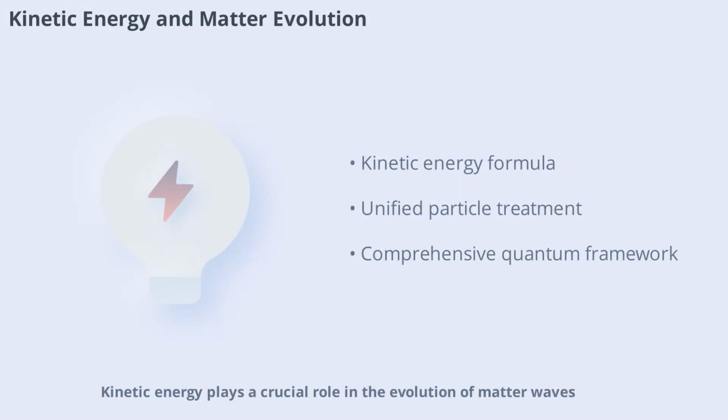Kinetic energy plays a crucial role in the evolution of matter waves. By expressing kinetic energy as E kinetic equals rho(1/2 mv²) and substituting it into the expanded Schrödinger equation, researchers can describe the behavior of particles in motion. This approach unifies the treatment of non-relativistic and relativistic particles, offering a comprehensive framework for quantum evolution.